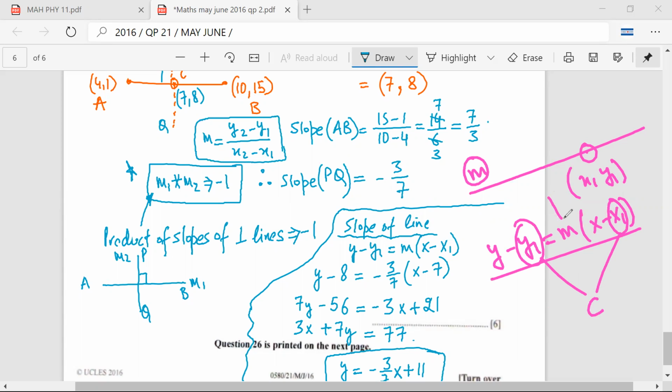Now I have x1, y1, which is the center point C. I have already found the slope m. So all I need to do is put the values here and get the equation of the line, which will be the perpendicular bisector PQ. Any doubt, Mr. Rudra? No, sir.